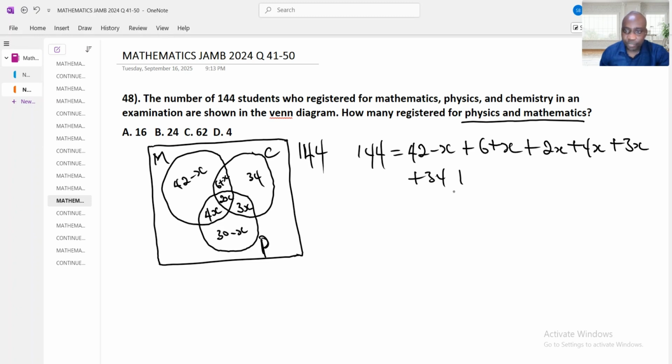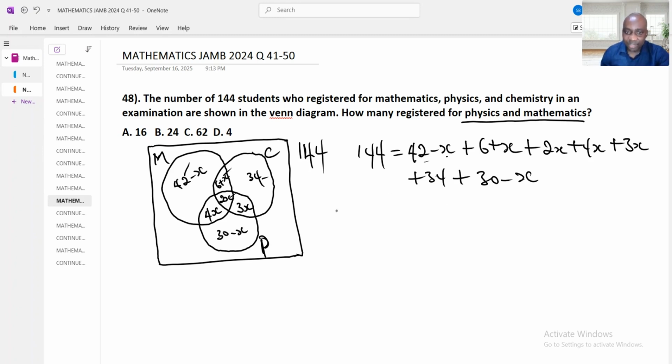Yes, plus 34 and plus 30 minus x. Yes, this 42 minus x is this one. 6 plus x is this one. 2x, the middle one, and 4x here, the people that did math and physics. 3x, the people that did chemistry and physics. Therefore, 34 only, and the 30 minus x, the people that did only physics.